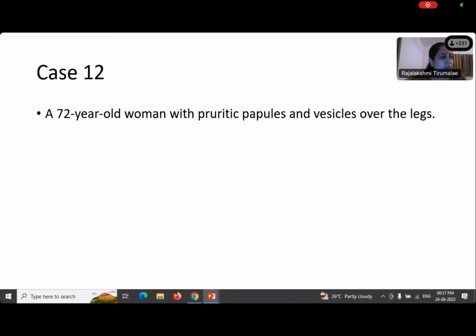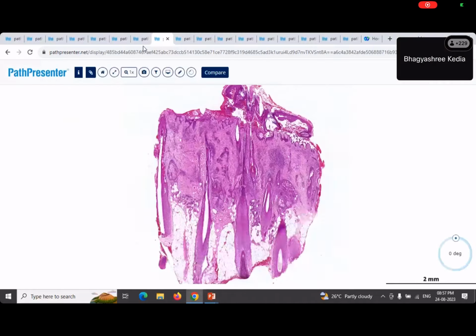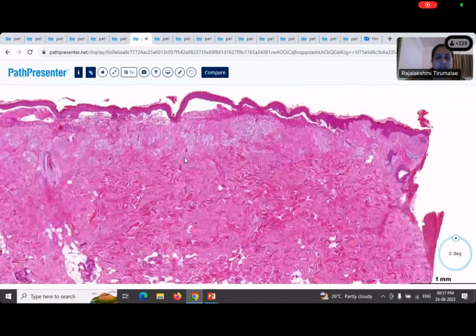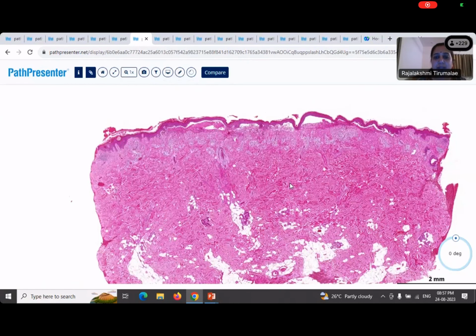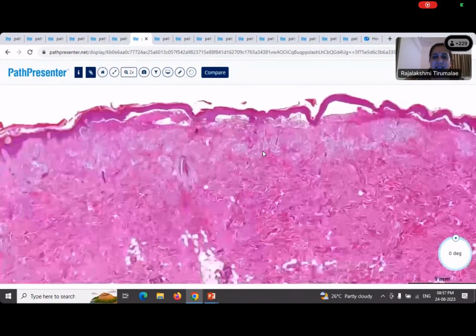Okay, so we'll go to case number 12. This was a 72-year-old lady with pruritic papules and vesicles over the leg. Who will take this case? Bhagishri? So this is every dermatopathologist's dream biopsy. The entire vesicle has been excised and sent to us. It's very rare that we see this. Don't think that I see biopsies like this every day. I see punch biopsies only. This was one of those rare instances where we got such a big chunk of tissue.